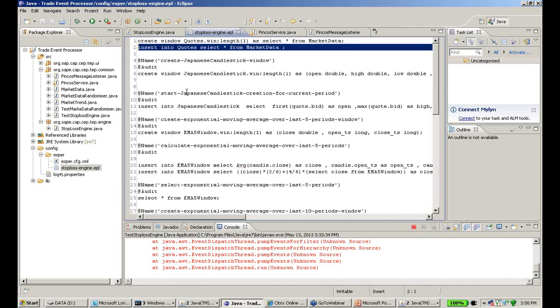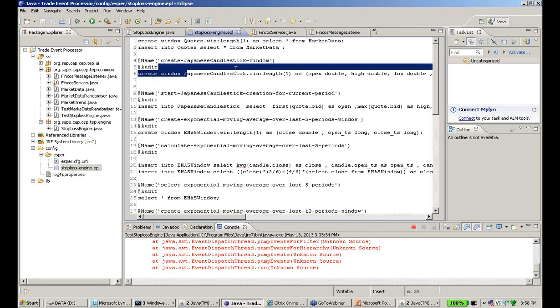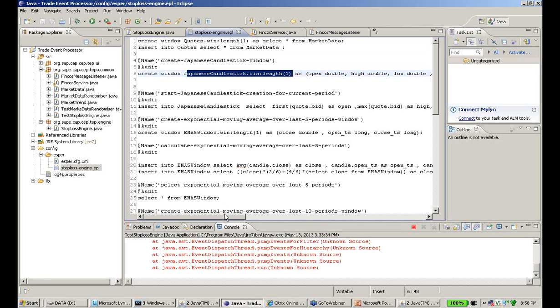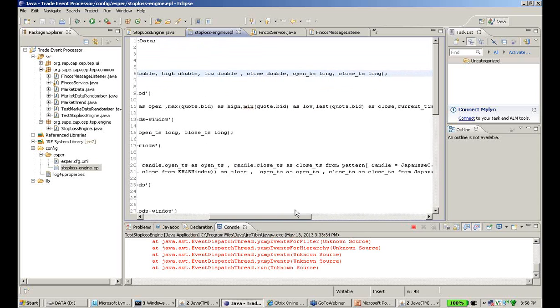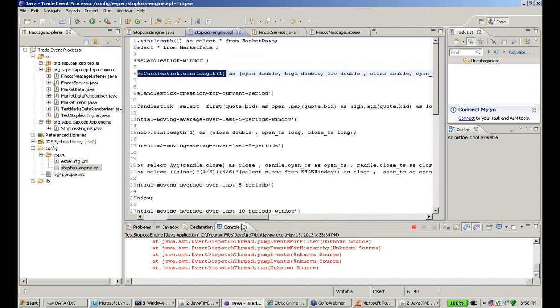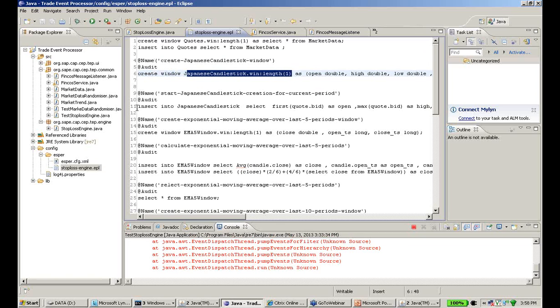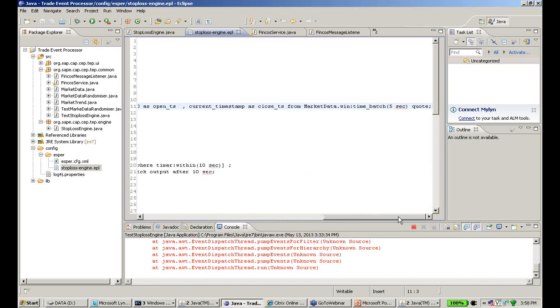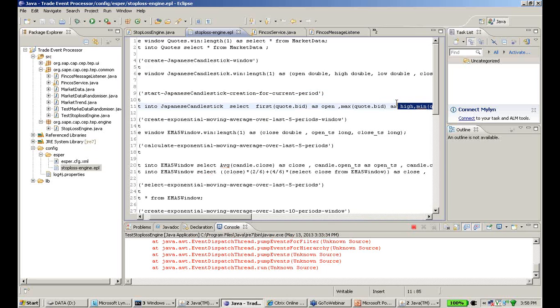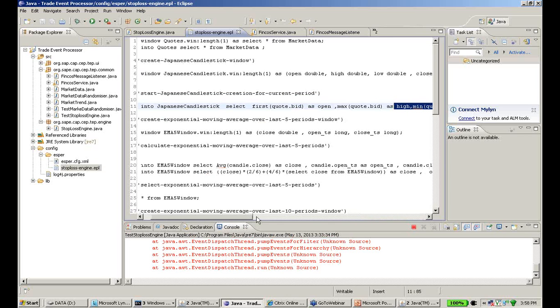But when we want to create our Japanese candlestick that we discussed earlier, the Japanese candlestick would be created over a period of 5 seconds. So let's see this query which inserts a Japanese candlestick. This particular statement will help us form a Japanese candlestick. We are accumulating our data over a period of 5 seconds in a batching window.